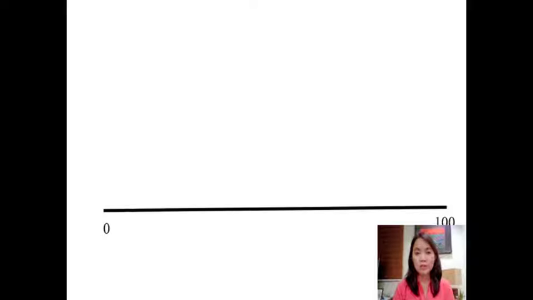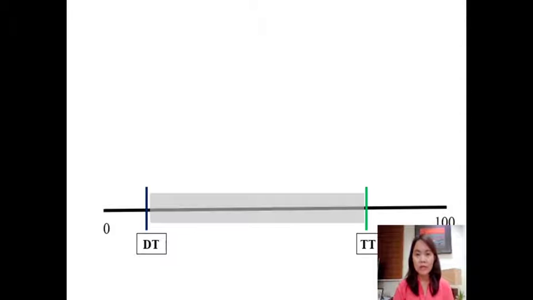Now let's try putting all those things together. So imagine your decision line from 0 to 100%. The first thing that we need to do is to set our diagnostic threshold, or your lower testing threshold, and your treatment threshold, or your upper testing threshold. The area between that is your gray area, or your testing zone.